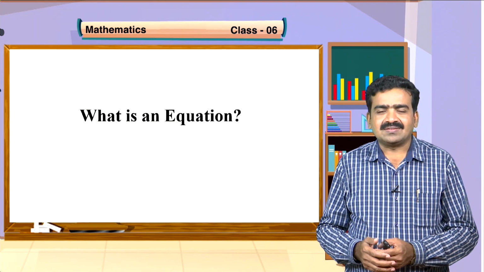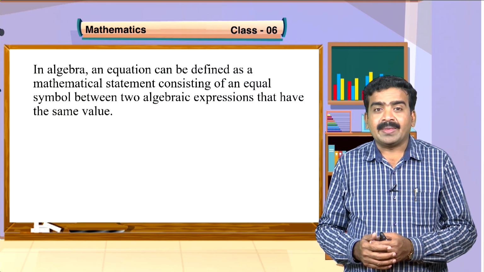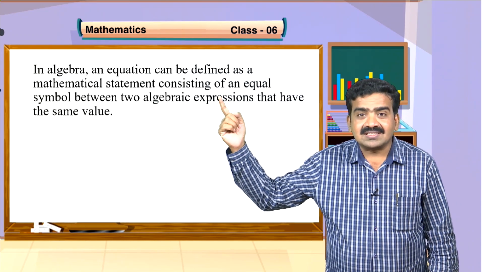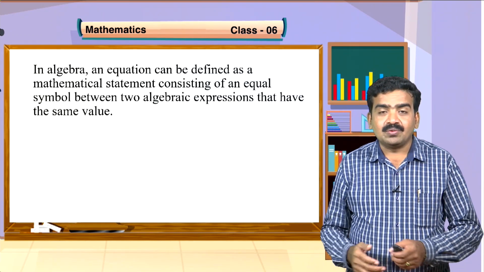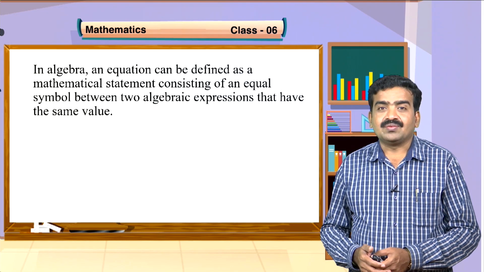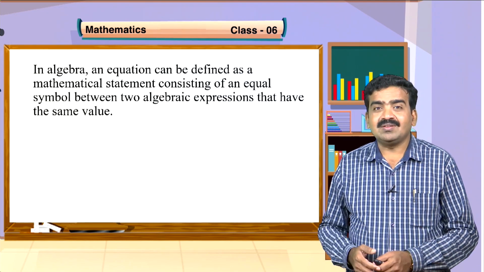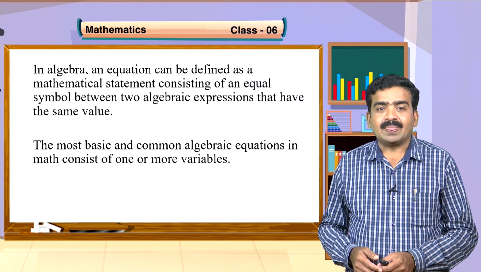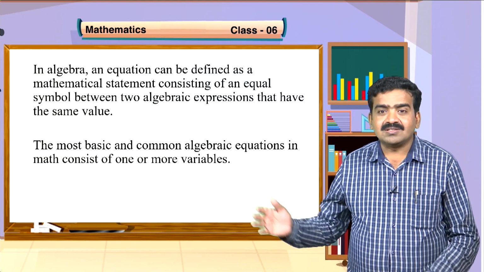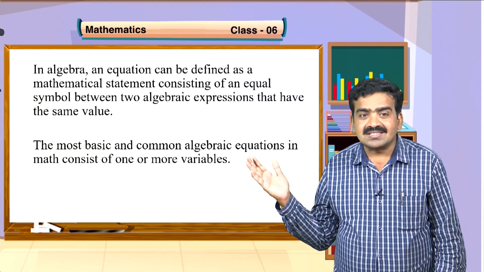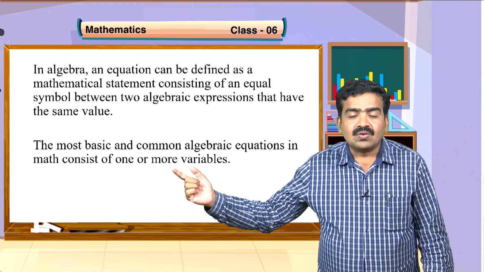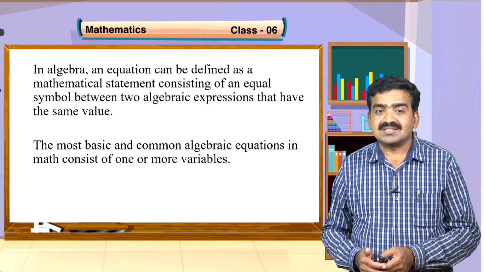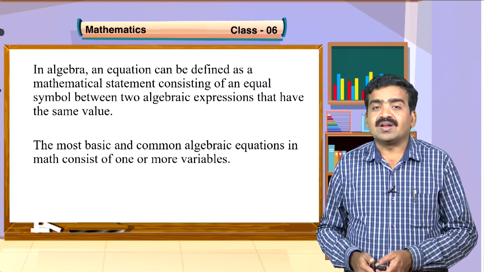What is an equation? In algebra, an equation can be defined as a mathematical statement consisting of an equal symbol between two algebraic expressions. We can notice the equal sign between two algebraic expressions. The most basic and common algebraic equations in maths consist of one or more variables.